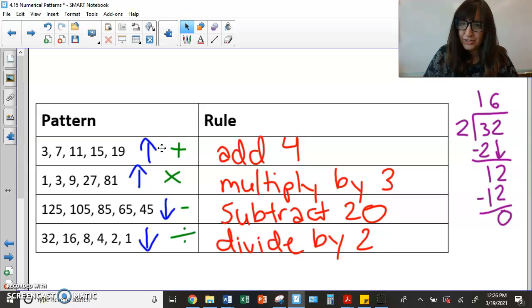Okay, so all of those clues can help you with figuring out the rule of the pattern. And once you know the rule, you can then apply that rule to that number and extend it further and continue on after that.